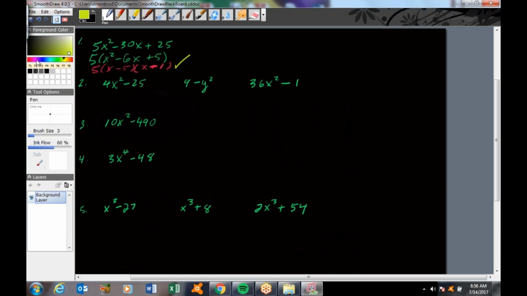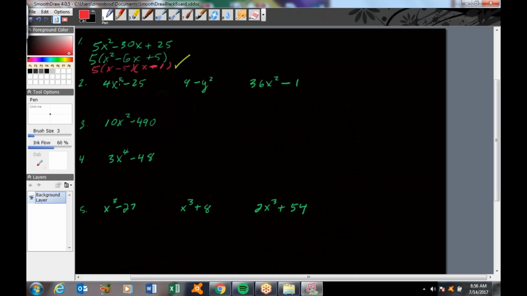Okay, let's try the next one here. Now this is a different type of problem. We haven't seen this before. This is a special type. It's a binomial, but it happens to be the difference of two perfect squares. In fact, in each of these examples in problem 2, if you'll notice, the two terms are perfect squares.